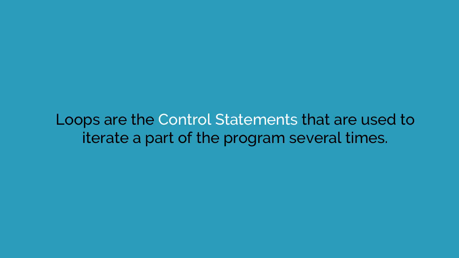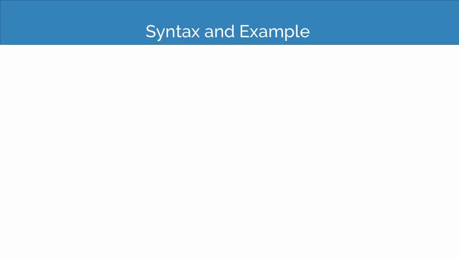So finally we have reached the end of this topic. So at the end I would like to define loops or iterators in Java. The loops are basically the control statements in Java that are used to iterate a part of the program several number of times. So let us now check out the syntax and the basic example.